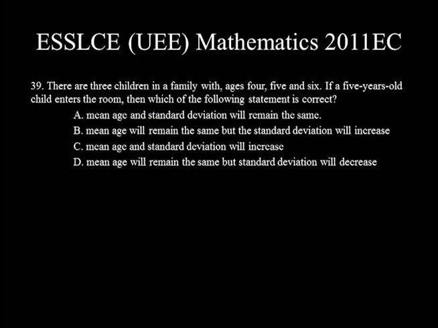Question number 39. There are 3 children in a family with ages 4, 5 and 6. If a 5-year-old child enters the room, then which one of the following is correct? The choices are asking about mean and standard deviations. So let's calculate the mean and standard deviation before and after entering of a 5-year-old child. Before a 5-year-old child enters the room, the number of children in the room were 3.